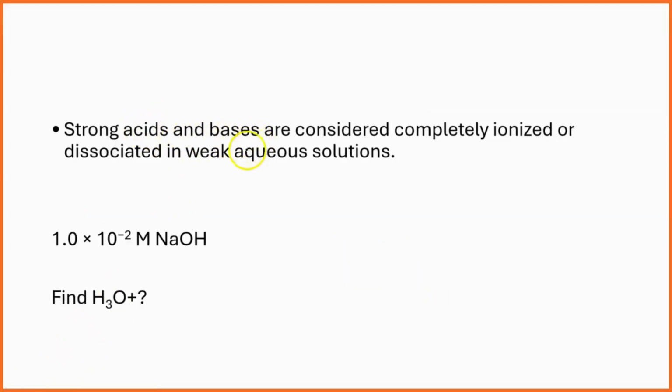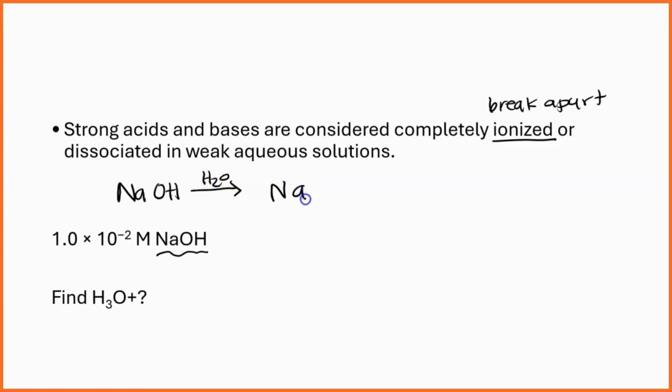Our strong acids and strong bases are going to completely ionize. Ionize means break apart or dissociate. If we had NaOH, that's a strong base. We talked about naming bases last class. That's called sodium hydroxide. When sodium hydroxide is placed into water, it breaks apart into the sodium ion and the hydroxide ion. I kept the hydroxide together. I didn't split apart the oxygen and the hydrogen. It's a polyatomic ion, so it's going to stay together.